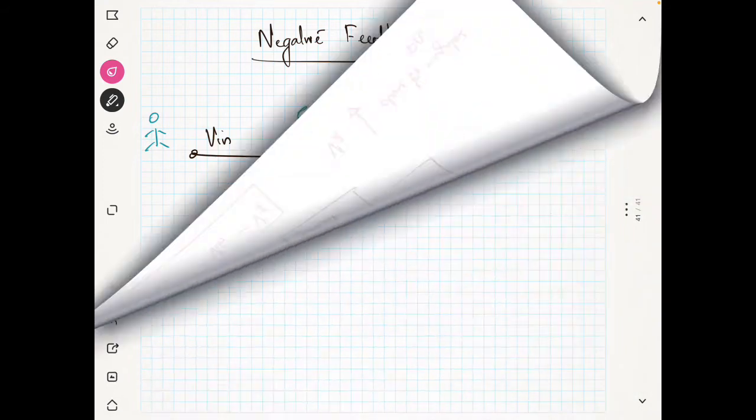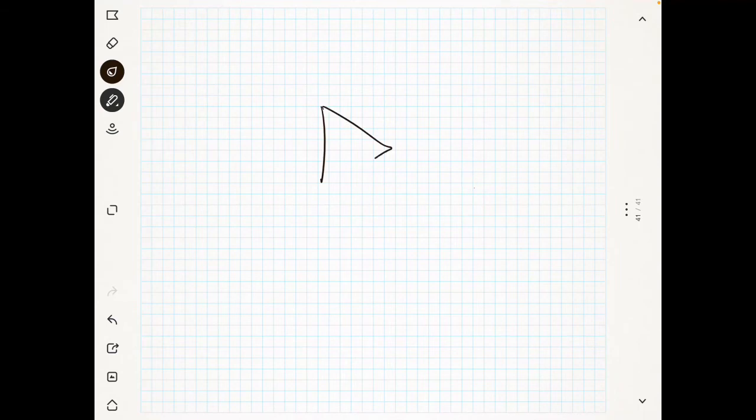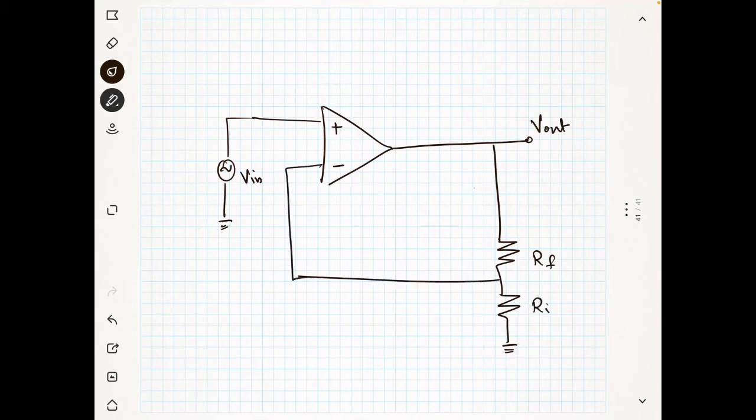Now we will be seeing a very famous circuit, which is the amplifier, where we can control the gain. Now we are using V_in here, and there is a V_out. Now we have the feedback circuitry. I will be connecting it like this, with just two resistances. This is R_F and this is R_I. Now you see I am connecting here.